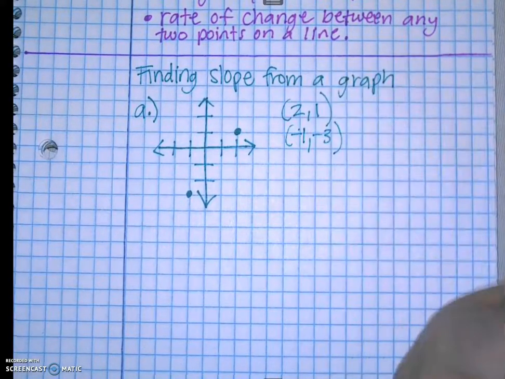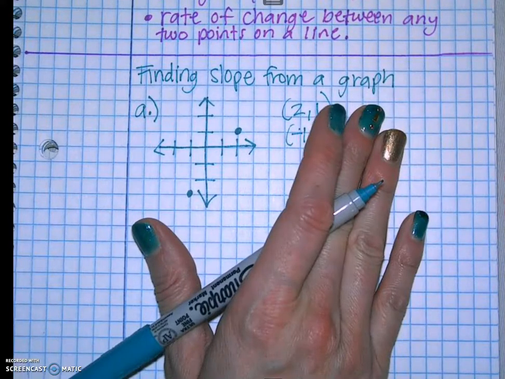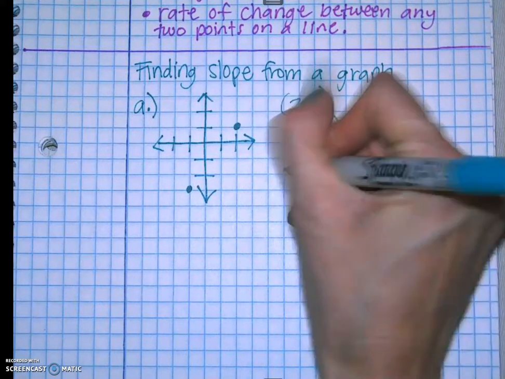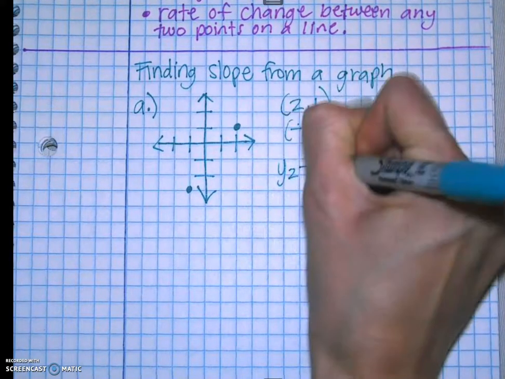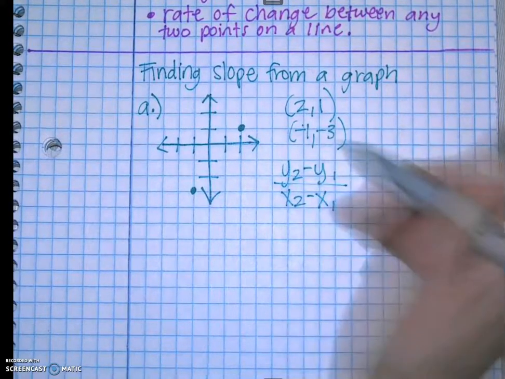Okay, so now, if you guys remember how to find slope from a graph, what you can do is just count the rise over the run. That's the easy way. Now, before we do that, I am going to show you how to do it with the formula just because I think it's important that you know. So if you remember, the formula is y2 minus y1 over x2 minus x1. It doesn't matter which one is 1 or 2.